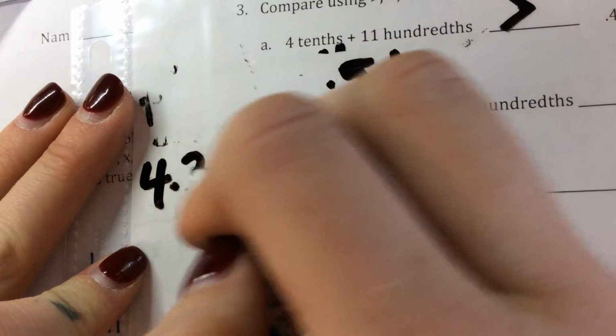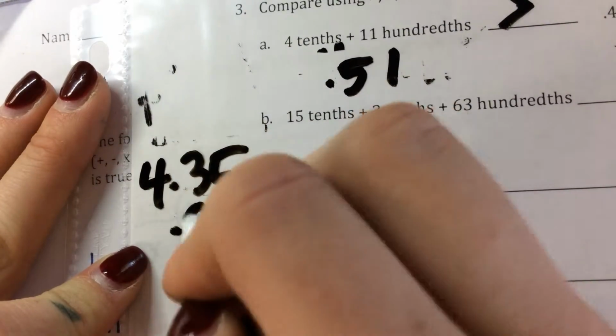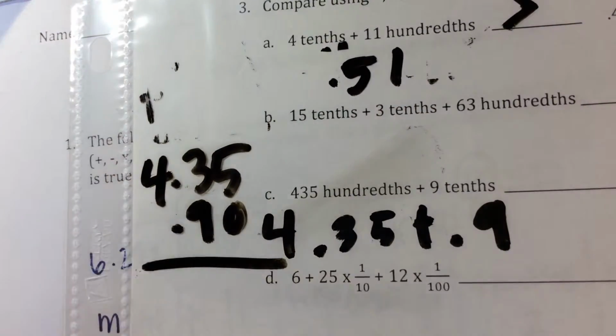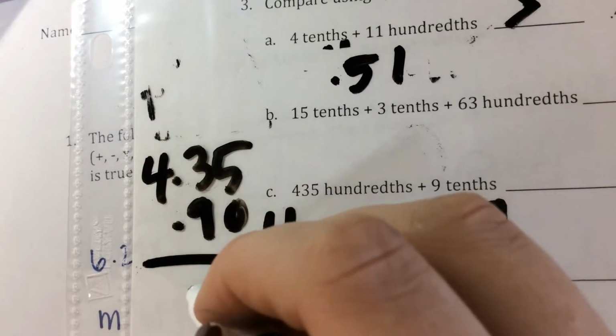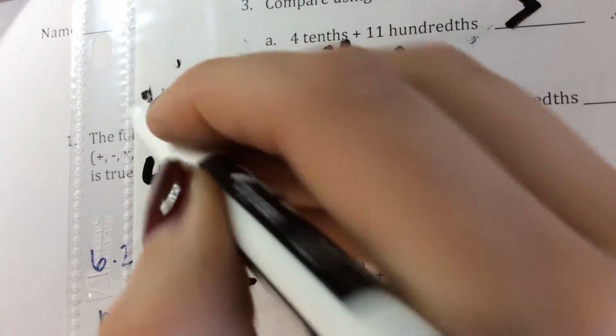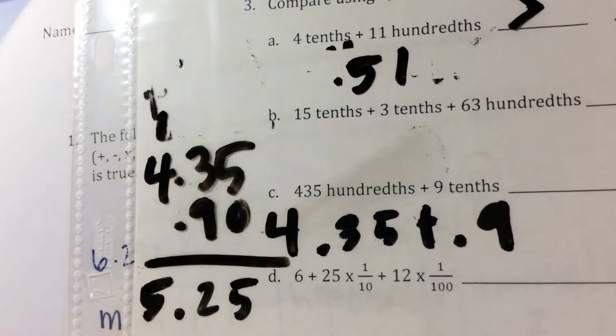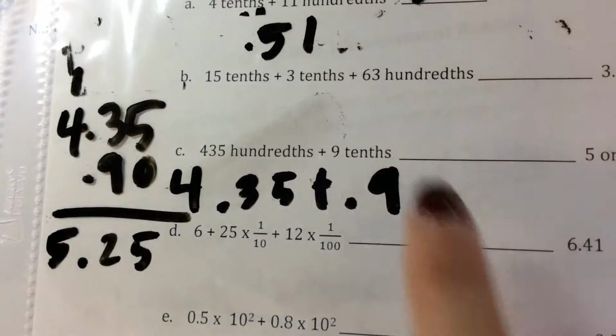4 and 35/100 plus 9/10. Make sure your decimals line up. 5 plus 0 is 5. 9 plus 3 is 12. Carry that 1. And 4 plus 1 is 5. 5 and 25/100 is on this side.